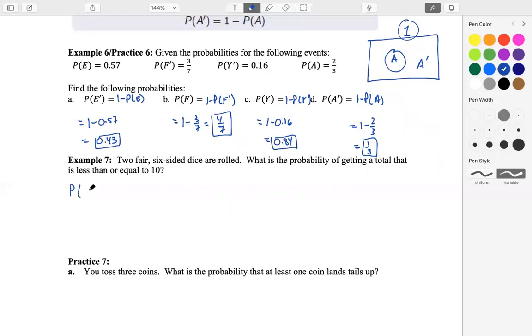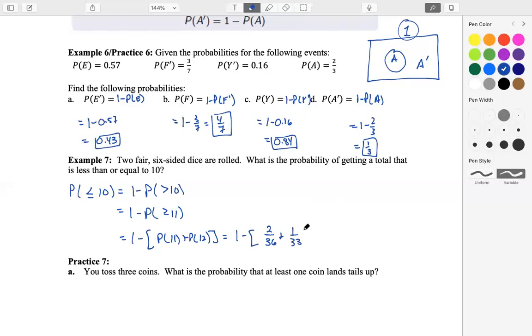So the probability of getting less than or equal to 10 is going to equal 1 minus the probability of getting greater than 10, which is also known as 1 minus the probability of getting greater than or equal to 11, which is 1 minus the probability of 11 plus the probability of a 12. So that's going to be equal to 1 minus the probability of an 11. There are 2 ways to do that out of 36. And a 12, there's 1 out of 36. So when you find that, you end up getting 33 out of 36, which is 11 out of 12. So the complement can save time sometimes with problems.